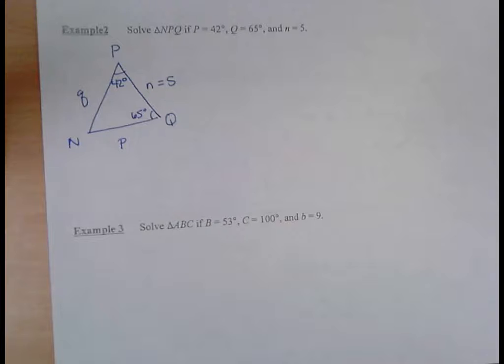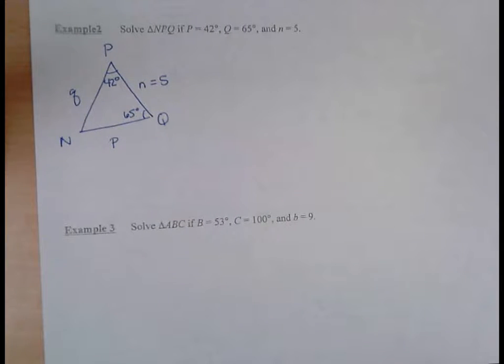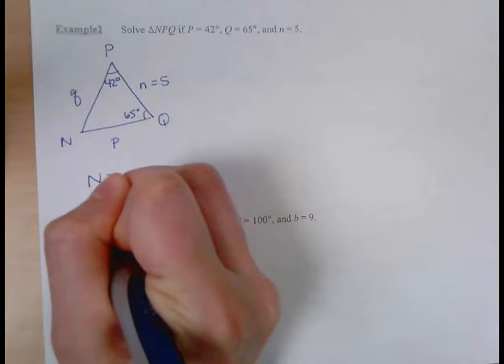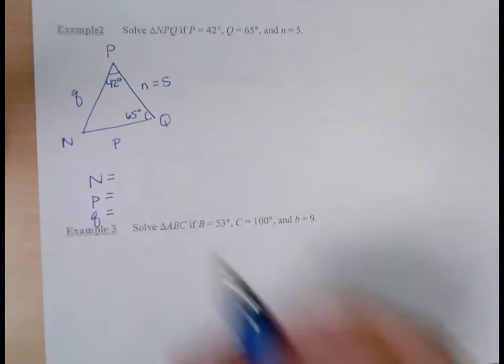So first of all, from geometry, what does it mean to solve a triangle? What is it asking us to find? The sides? Yeah. Okay, sides P and Q, and what else? Angle N. So you're finding anything that's not given to you. So we need to find angle N, side P, side Q.